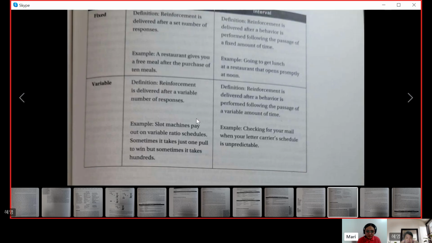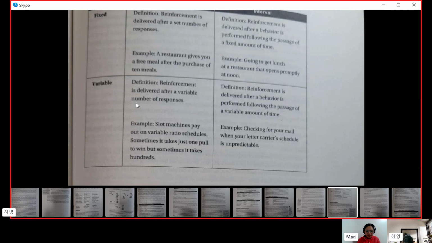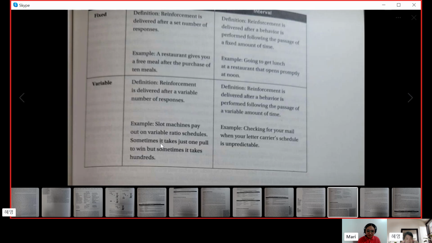Here, variable ratio: reinforcement is delivered after a variable number of responses. Let's look at the example, a slot machine. It pays out on a variable ratio schedule. Sometimes it takes just one pull to win, but sometimes it takes hundreds.